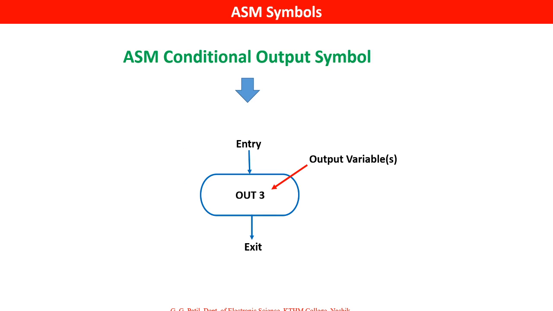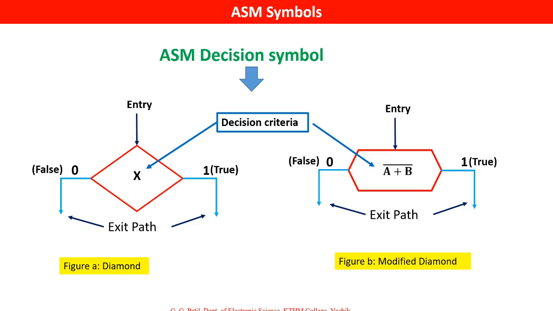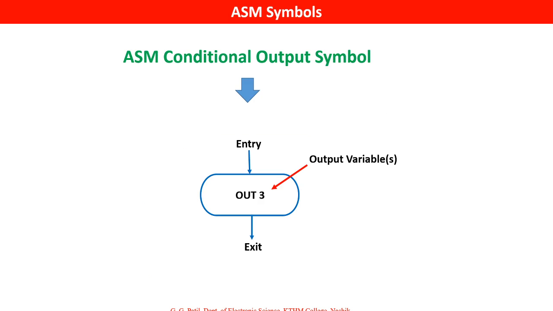And the last one is the ASM conditional output symbol. The symbol is shown here. The entry, exit, and inside the output variables are to be listed. So these are the three symbols used in the ASM chart: the ASM state symbol, this one, then the ASM decision symbol, and the ASM conditional output symbol.